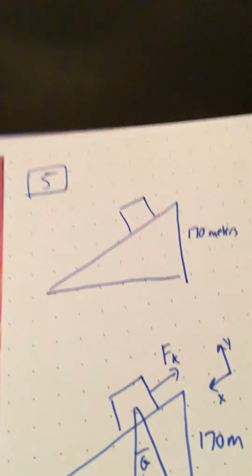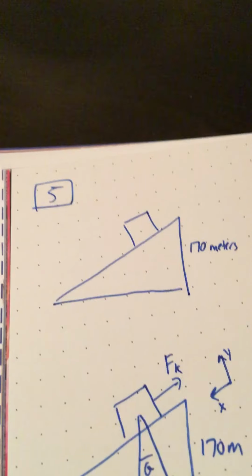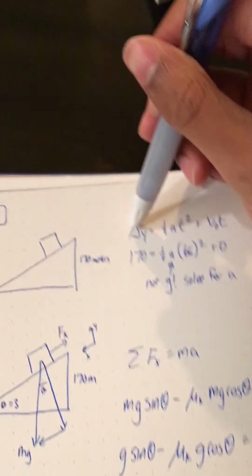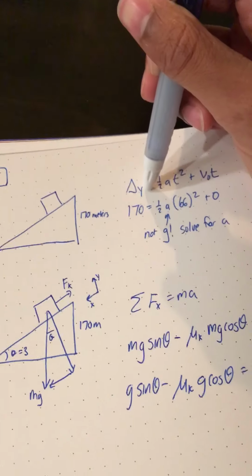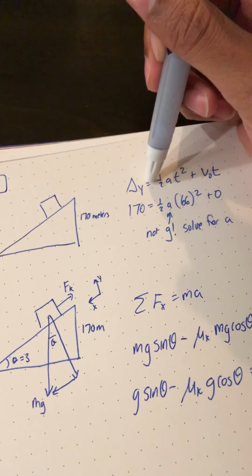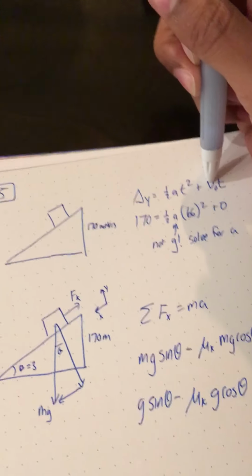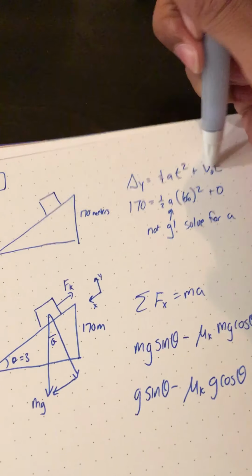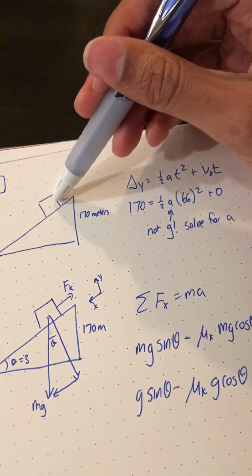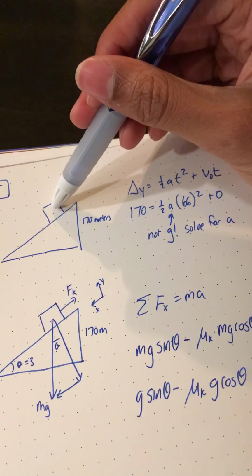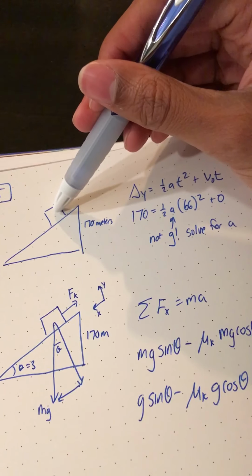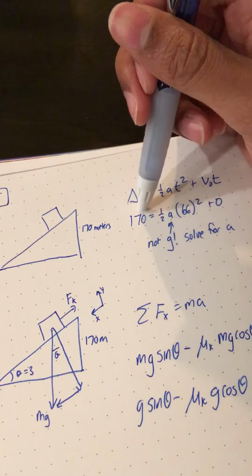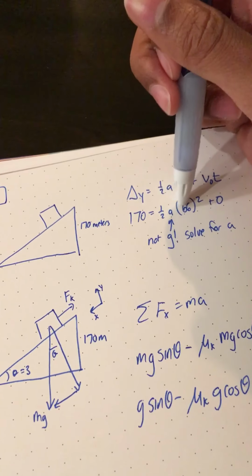Based on this limited information, the only thing we could think about using is the kinematics normal formula. So let's use it. The change in y, the displacement, equals 1/2 at squared plus v0 t. Well, we know that this skier starts out with 0 velocity, so that becomes 0. We know he'll travel 170 meters in 66 seconds, right? So that's your 170 meters. That's the total displacement, equals 1/2 a times t squared.